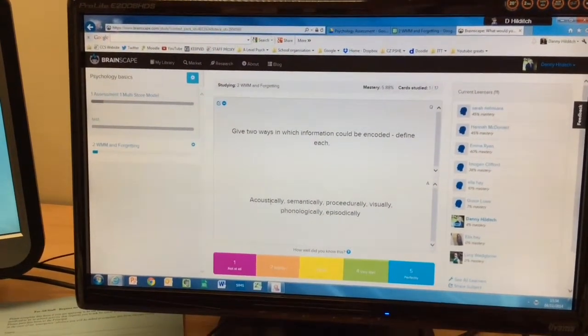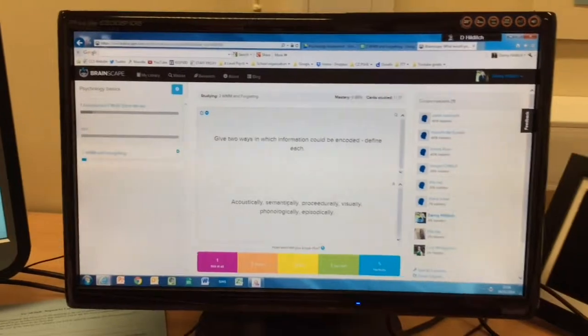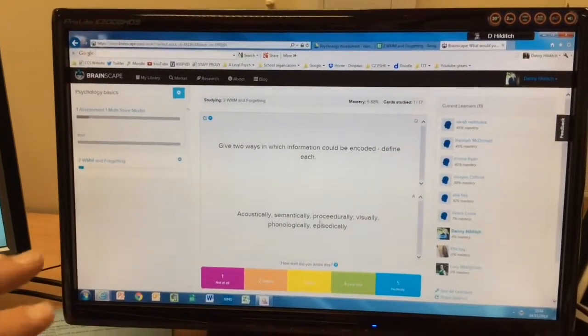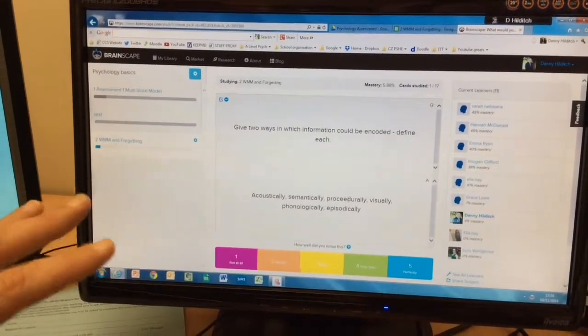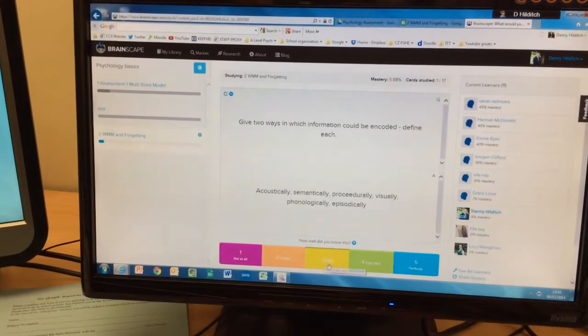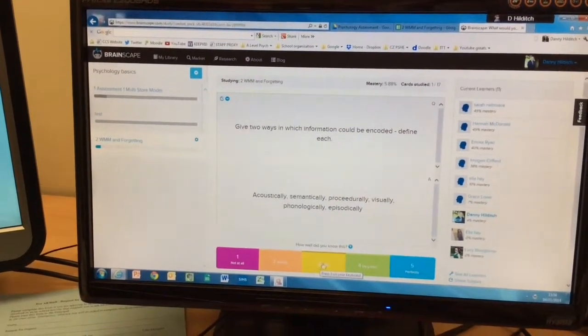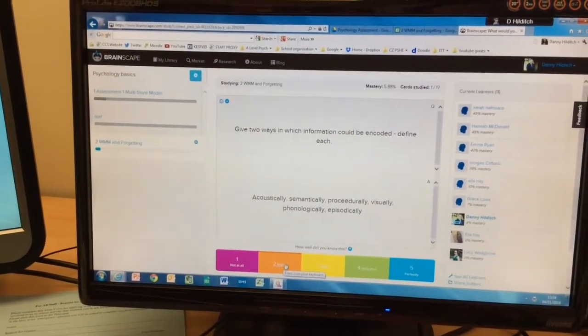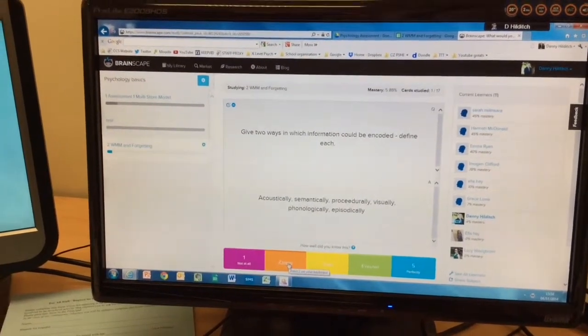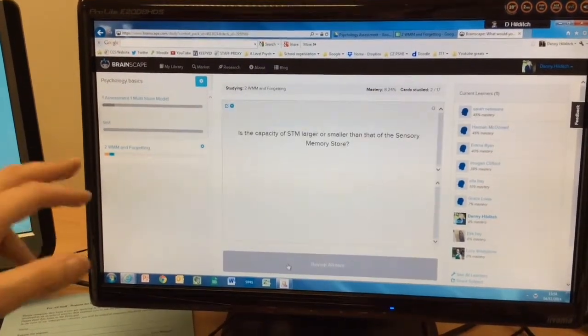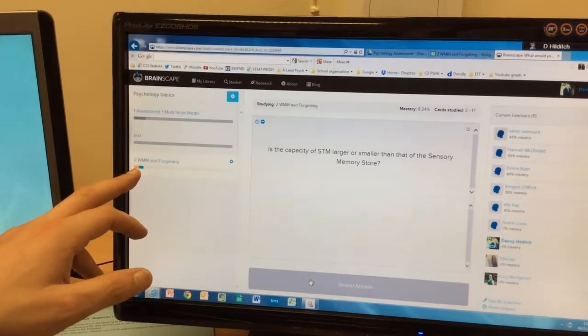Acoustically refers to storing memory as sound, semantically for the meaning, procedural. And then I can pretend now I can't remember all of them. So I sort of knew it. So I'm going to say I slightly knew that information. I'm just going to give myself a two. I'm going to be harsh on myself. And over here now, you can see that that's been coded as orange.